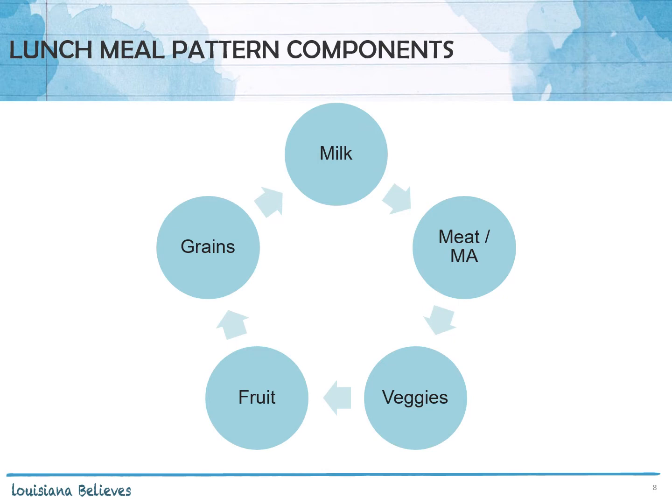The 5 required meal components for lunch are milk, meat alternate, grain, fruit, and vegetable. Notice that fruits and vegetables are 2 separate components at lunch. All 5 components must be served as part of a reimbursable lunch.